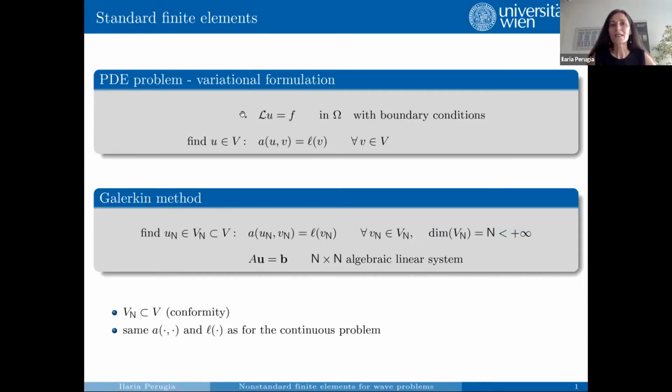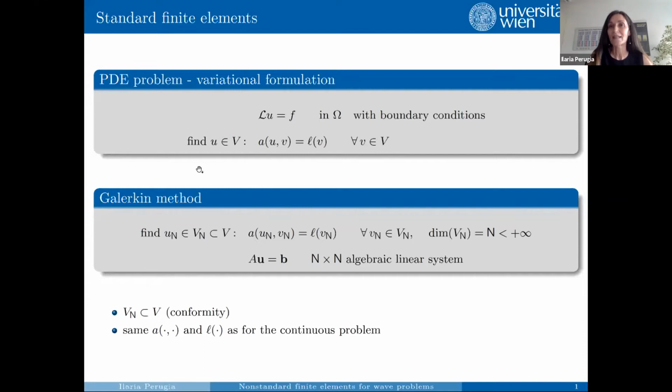So I consider that I have a partial differential equation. So let me say Lu equals F in a domain omega with boundary conditions. And so first of all, we want to write that in a variational formulation. So we multiply by test functions and we integrate by parts. Then the finite element method, so the standard finite element method, is a Galerkin method, which consists basically in taking finite dimensional subspaces of the functional space V and restricting the variational formulation to this finite dimensional subspace.